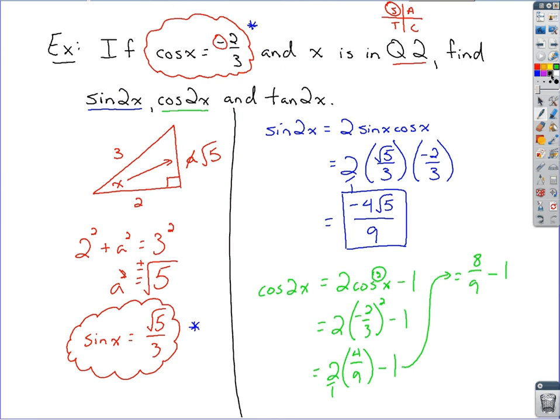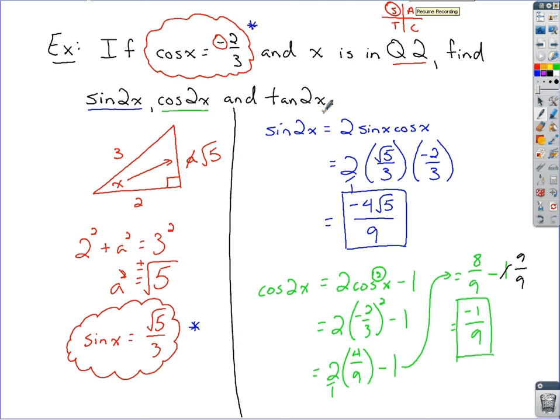Common denominator of 9, this would be 9 over 9. 8 minus 9, negative 1. Denominator is 9, so negative 1/9 would be the cosine of 2x.